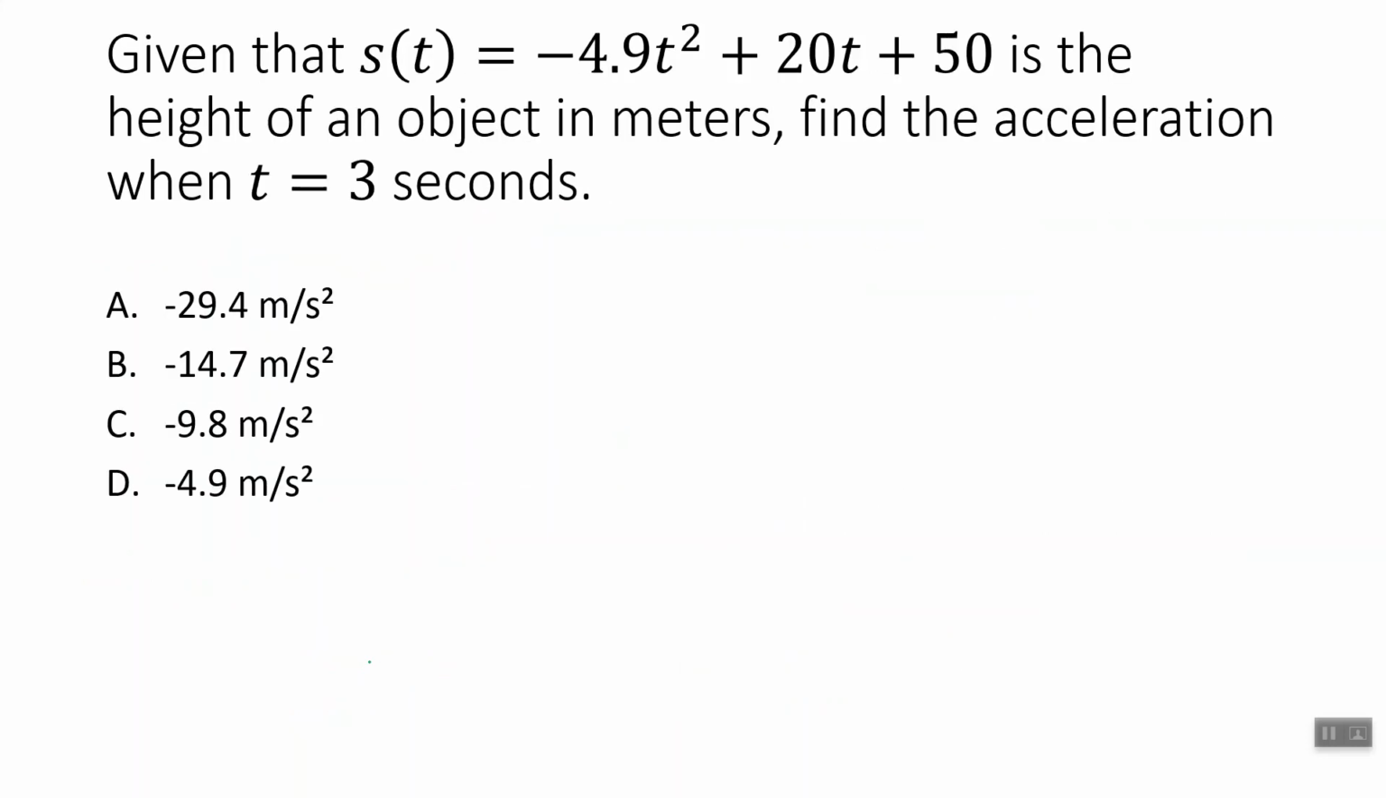All right, so an example. Given that the position, s of t, is negative 4.9 t squared plus 20t plus 50, the height of an object in meters, find the acceleration when t equals 3 seconds. So we need to take the second derivative and then plug in 3 for t. So go ahead and pause it, take the second derivative, and see what you get.